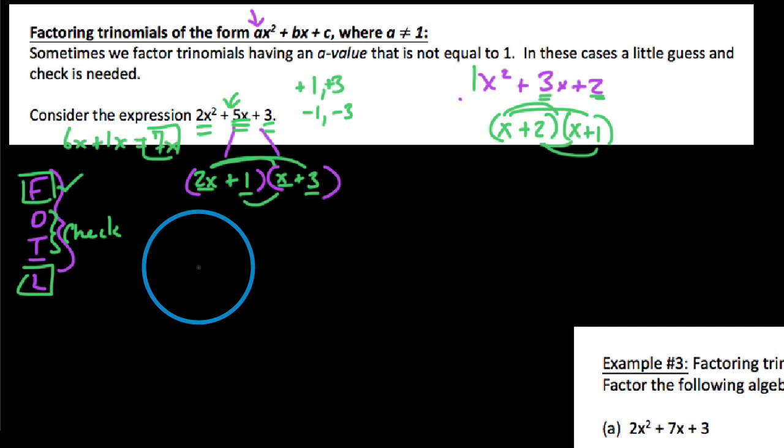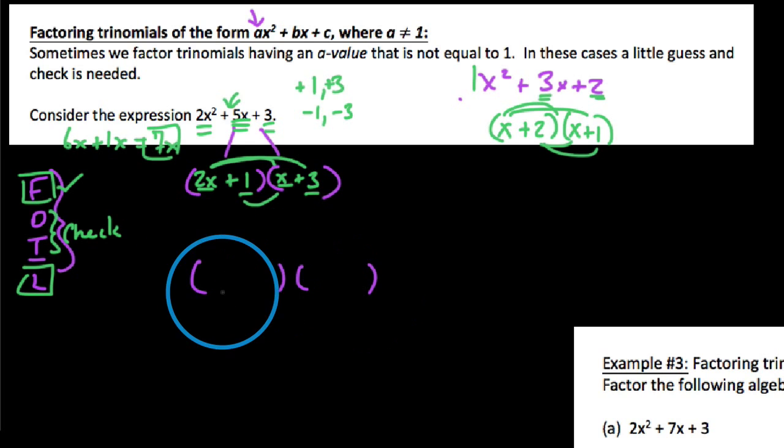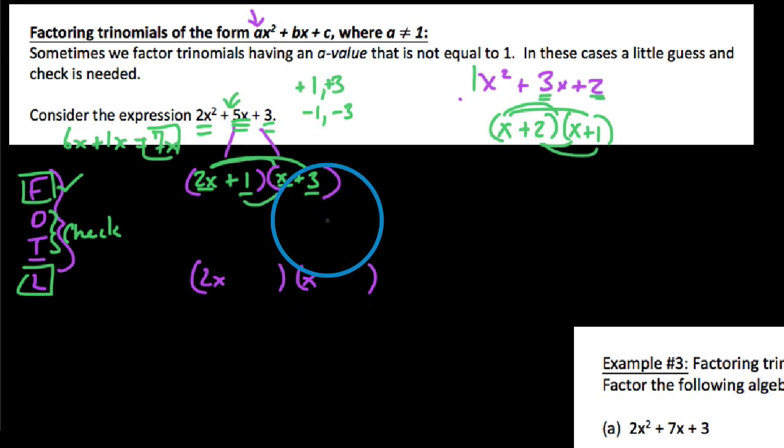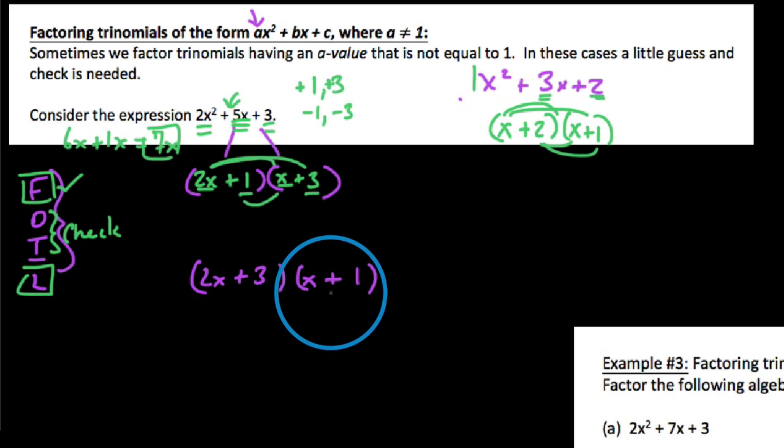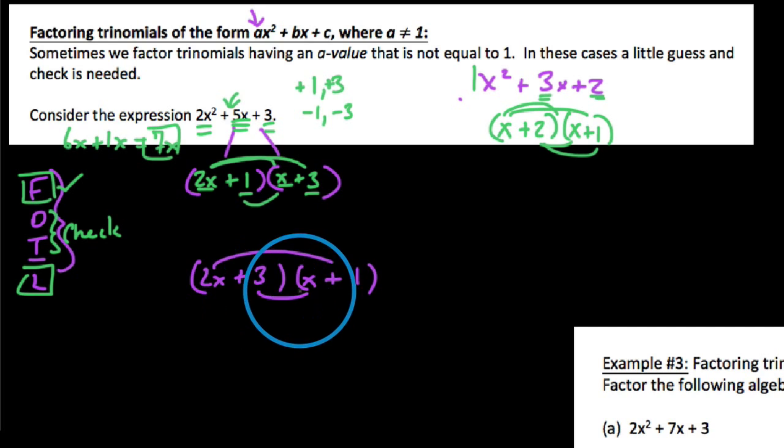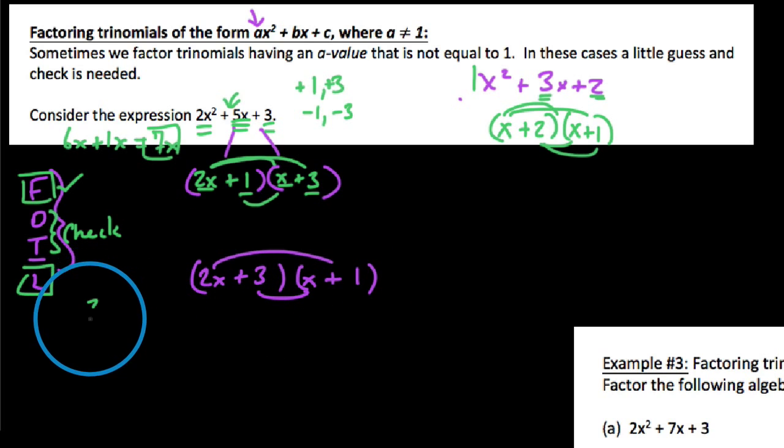So if this doesn't work, this is where the guess and check part comes in. I still know that I have a 2x and an x. And I still know that I have a 3 and a 1. It's just that maybe I switch my 3 and my 1 around. I say plus 3, plus 1. So now we don't need to go through checking this whole thing again. It's always just check your outer and your inner. And in this case, I'd get 2x times 1. That would be a 2x.